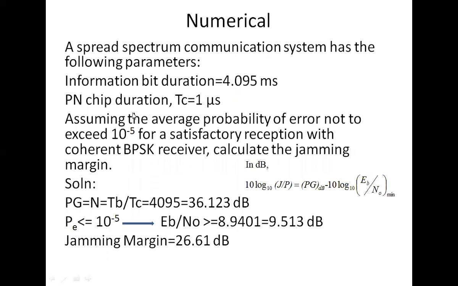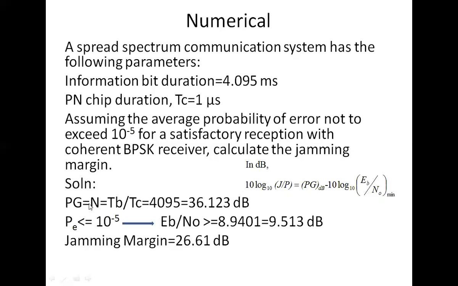Assuming the average probability of error not to exceed 10 power minus 5. That means we don't want to have an average probability of error more than 10 power minus 5 for a satisfactory reception with coherent DPSK receiver. Calculate the jamming margin. And this was the equation which was written earlier in decibel.